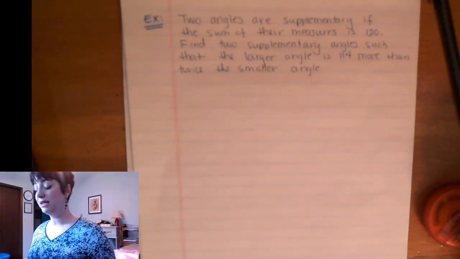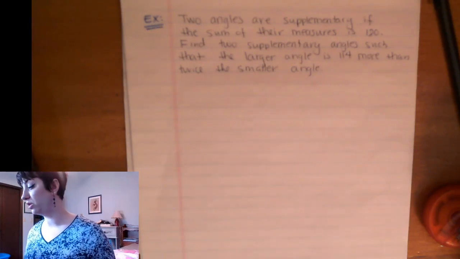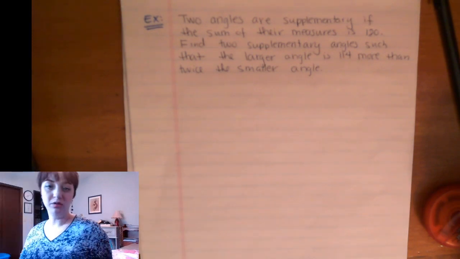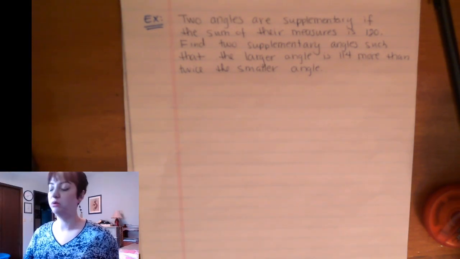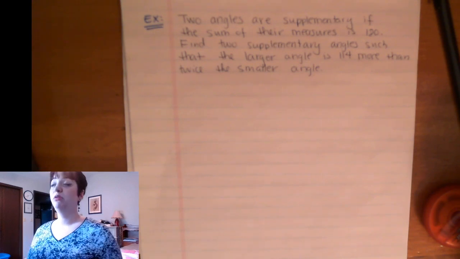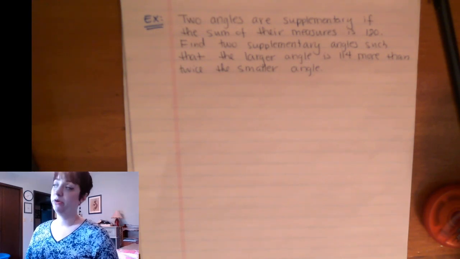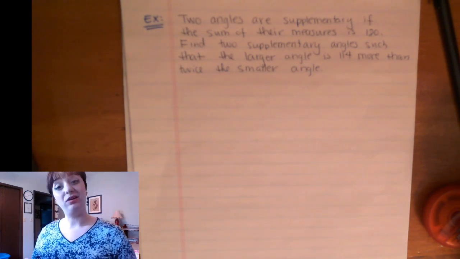So our last example is, of course, a word problem. And there's two word problem types sort of in this section. They're really the same problem. One of them is about supplementary angles and one is about complementary angles. And the only difference is what do the angles sum to.